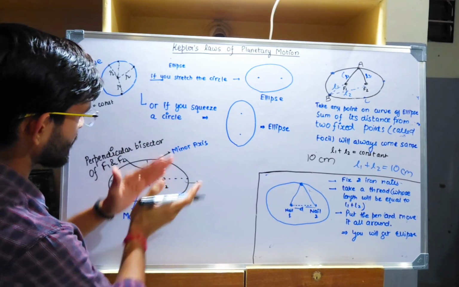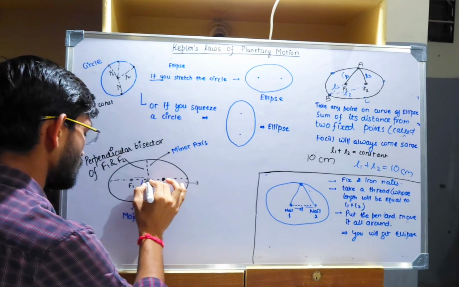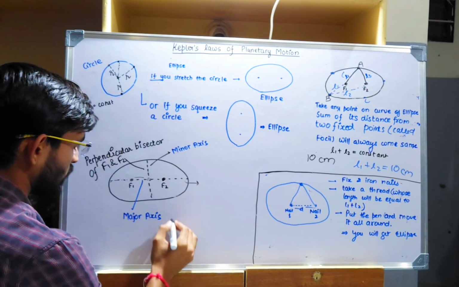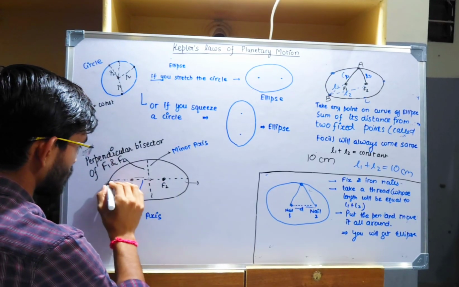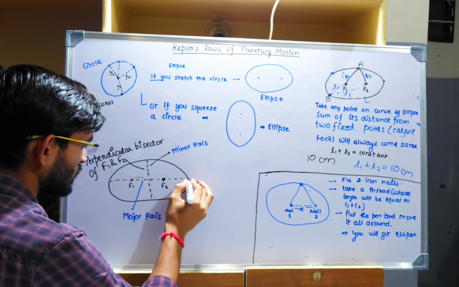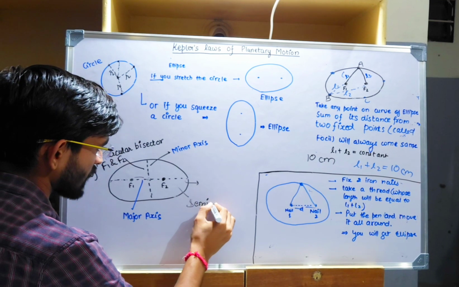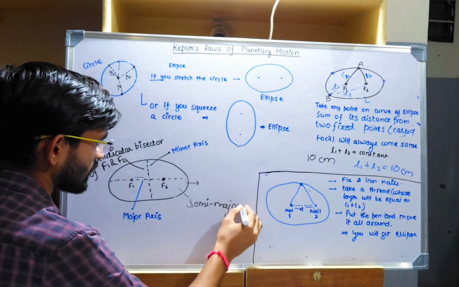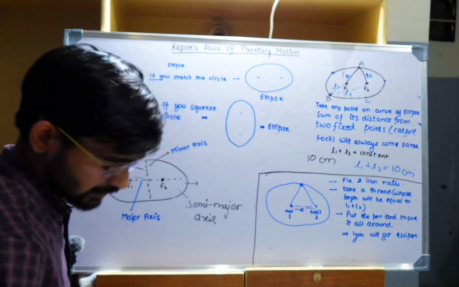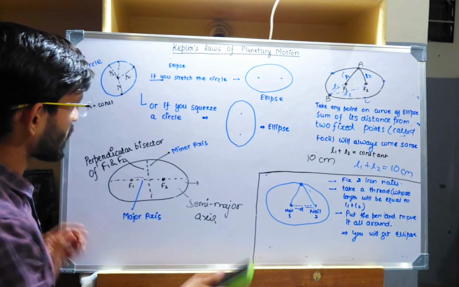The major axis will be bigger in length and the minor axis will be smaller in length, and this whole line is the major axis. If you take half of this, means this total distance is the major axis, but if you take from the center to this point, you will get the semi major axis. I will tell you the use of this semi major axis in an upcoming section. So this part is clear. I am going to erase this part.